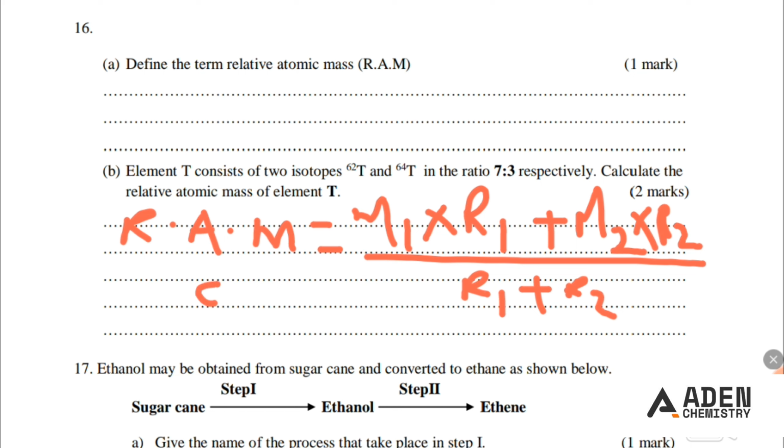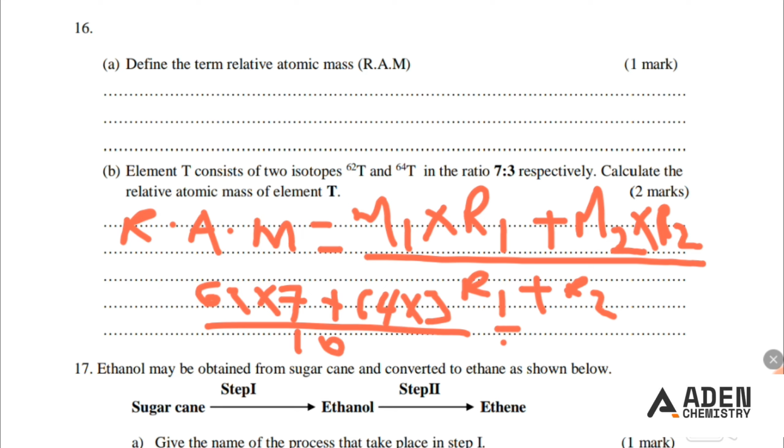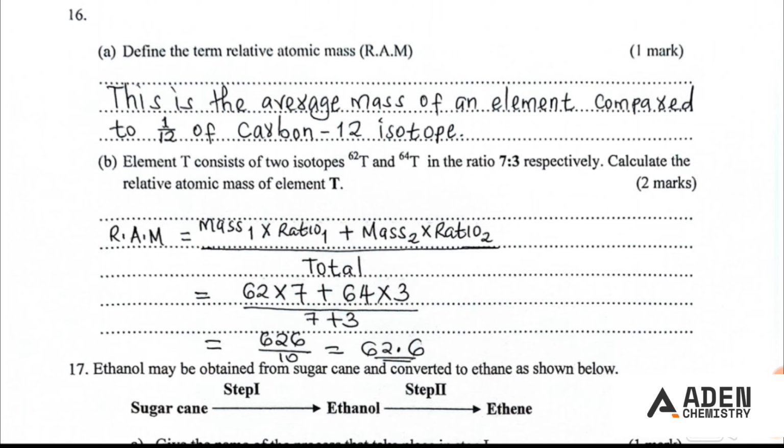So thereafter, we are supposed to put our values here. We are going to say 62, which is for the mass number 1, times 7 plus mass number 2, which is 64, times ratio number 2, which is 3, divided by the total ratio. That is ratio number 1, which is 7, plus 3, which we are going to get 10. When we put all this in the calculator, we are going to get 62.6. And remember, relative atomic mass has no unit. So learners, those are the answers for question number 16, part A, and also part B. We are going to proceed to question number 17.